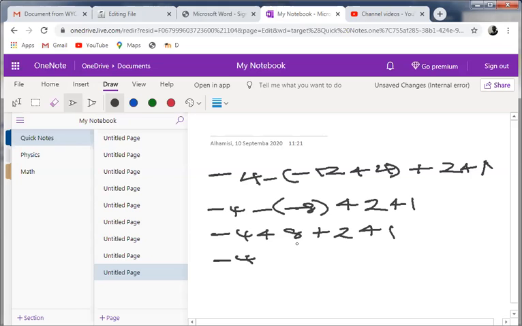When we have 8 plus 2 plus 1, that is going to give us plus 11. Then the answer becomes what? When you have positive 11, then you minus 4, automatically you are going to get your answer as positive 7. So that is how you do it.